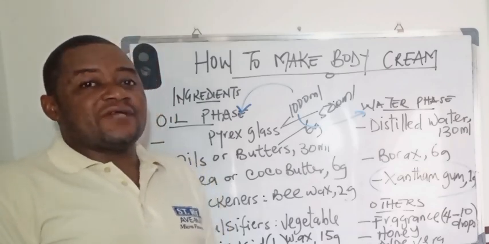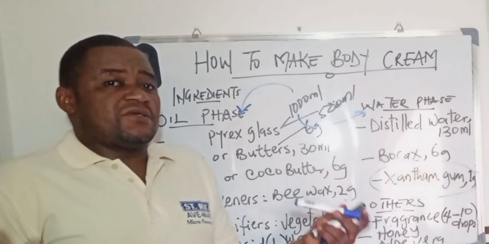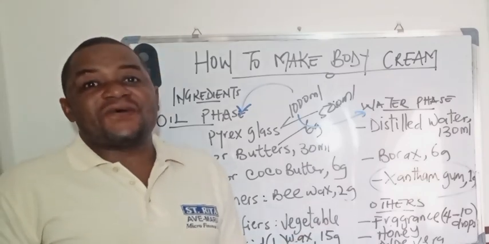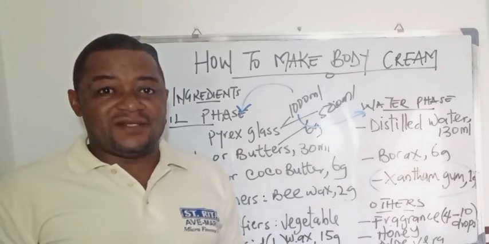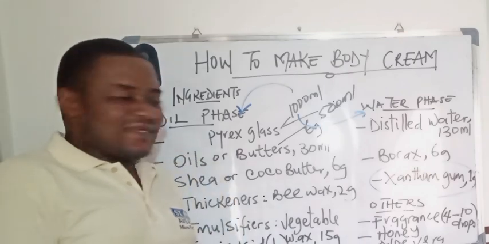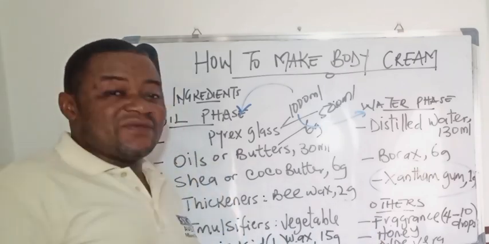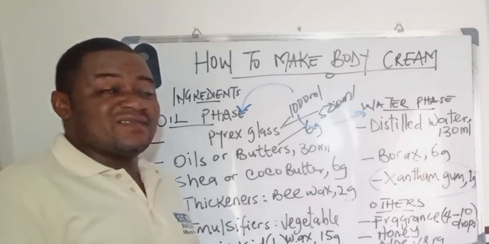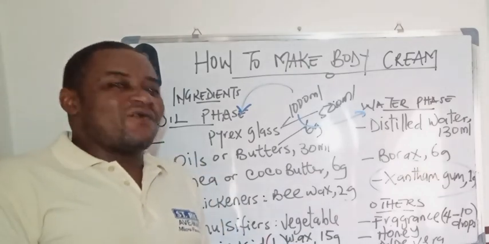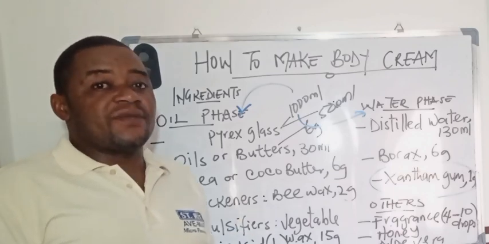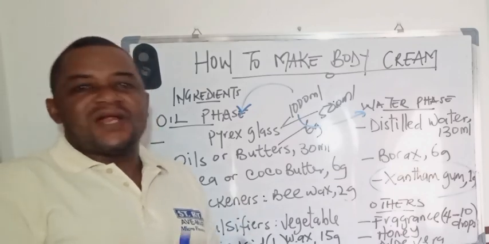You can also decide to add antiseptics to your cream. You can choose to add color to your cream. So all these things are additional ingredients of choice. So once the cream is made, you can add aloe vera, you can add honey, you can add fragrance, you can add color, you can add antiseptic, you can add any other thing you wish to add to the cream to make it beautiful and wonderful for you.